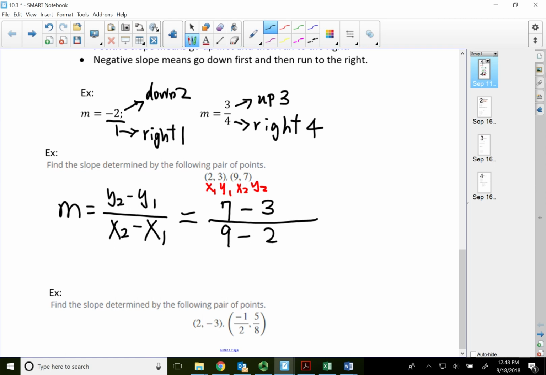Make sure you don't get these numbers mixed up. Once we subtract, if we can reduce a fraction, we will. This is 4 over 7. So my slope m is 4 over 7. 4 over 7 means up 4, to the right 7.